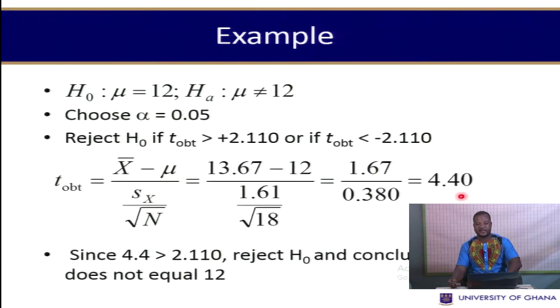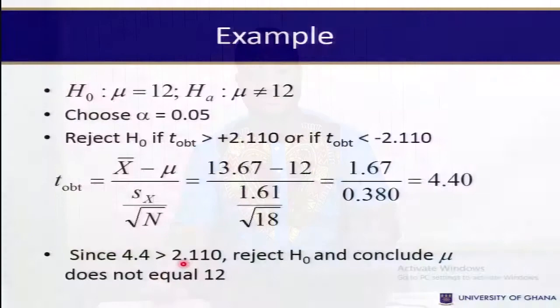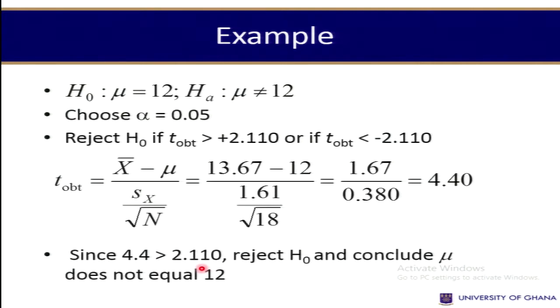So what we have to do at the next stage is to compare this 4.40 to the decision rule that we've set over here and decide whether we retain our H0 or we reject our H0. As we can see, this 4.40 is positive, so we look at the positive end of the decision rule. We can see clearly that 4.40 is greater than the positive critical value. So since 4.40 is greater than 2.110, we have to reject our H0, because that is the condition we've set.